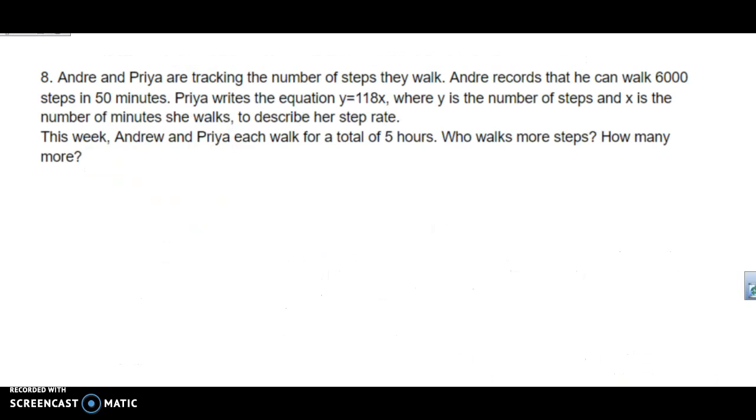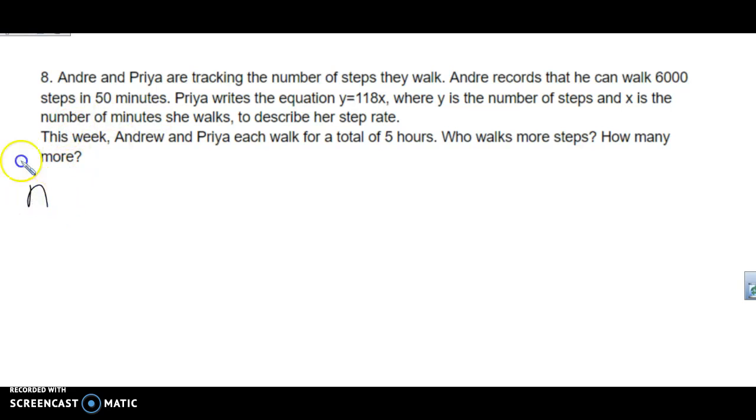Alright. Question 8 says Andre and Pyra are tracking the number of steps they walk. Andre records that he can walk 6,000 steps in 50 minutes, and Pyra writes the equation y = 118x. This week, Andre and Pyra each walk for a total of 5 hours. Who walks more steps and how many more? So we want to compare what we know about Andre and Pyra.